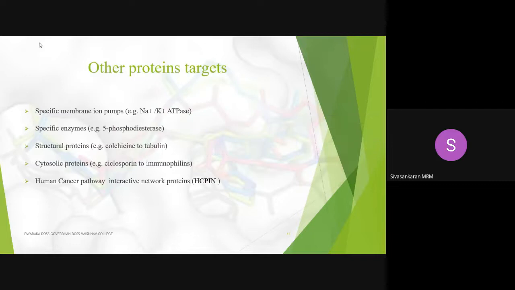Here I mentioned the HCPIN network. It's nothing but the human cancer pathway interactive network proteins. A lot of proteins are involved in the cancer pathway. When curing cancer, we can target these types of proteins so that the pathways can be altered and the cancer can be rectified, without using the normal drugs which are available right now.